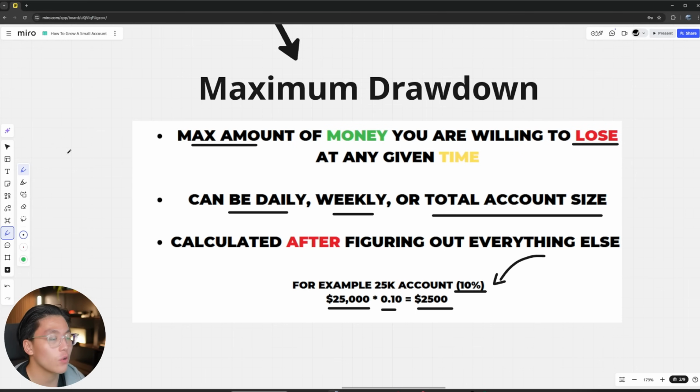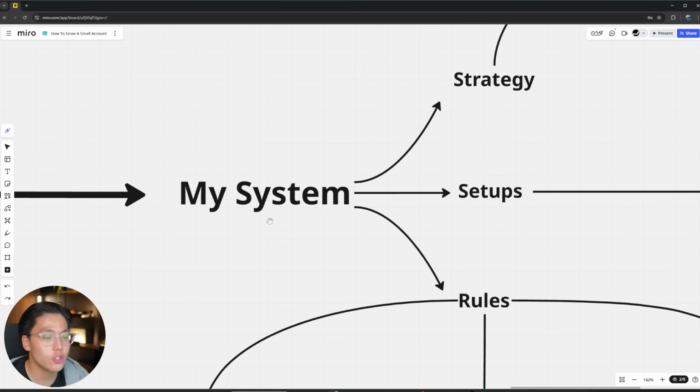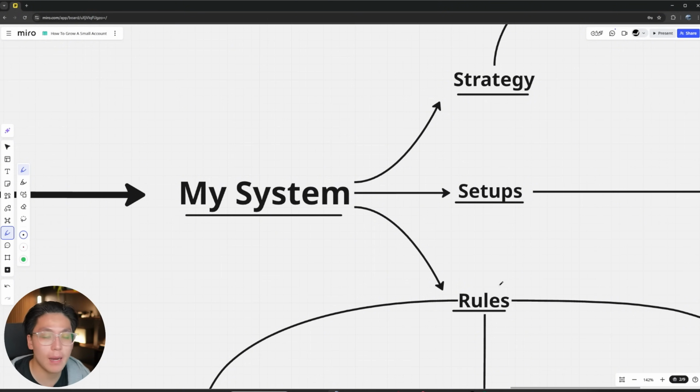So with this being out of the way, let's talk about my strategy when it comes to growing a small account. My strategy slash system when it comes to growing a small account is broken up into 3 different steps. Number 1, strategy within my system. Step number 2, setups that are within the system. And number 3, rules that I abide by no matter what, given the exception. So let's go on to number 1, the strategy that I personally trade.